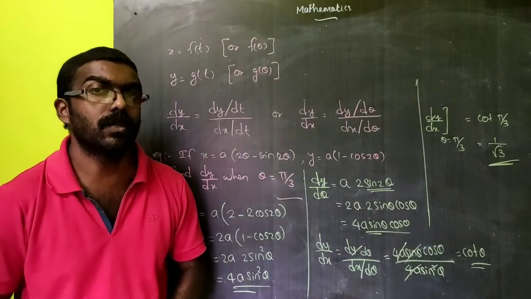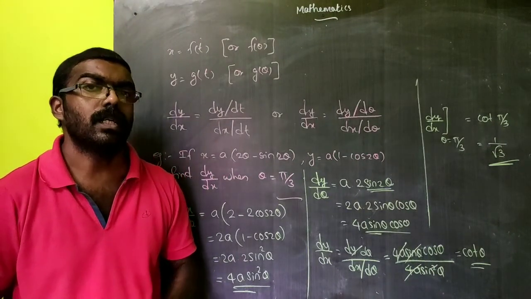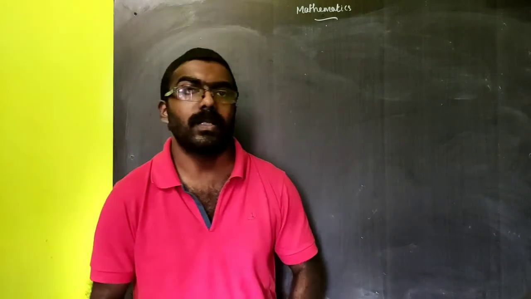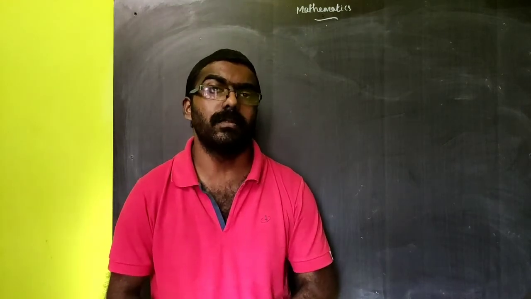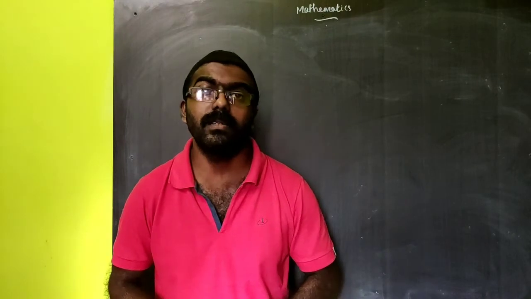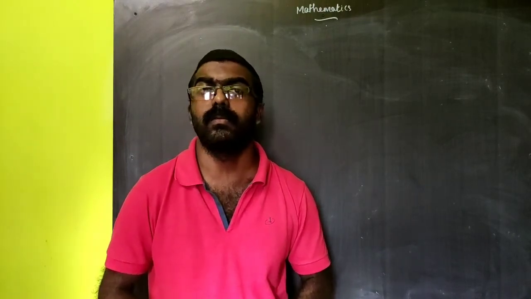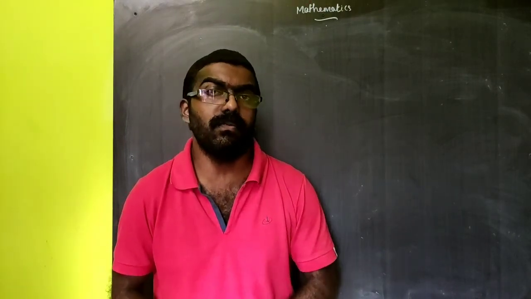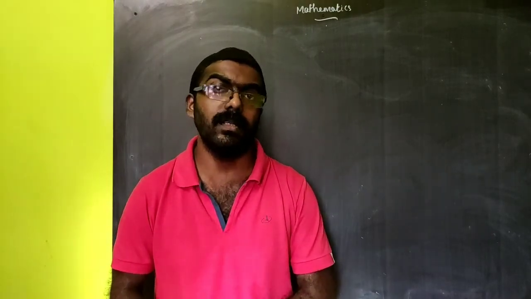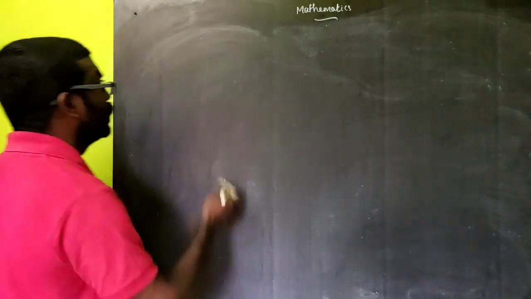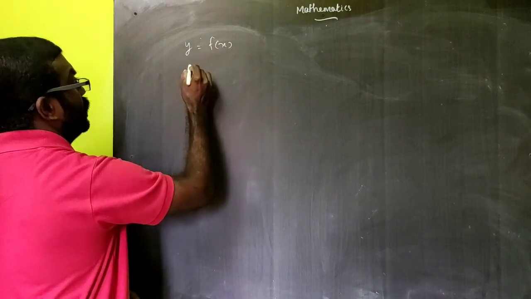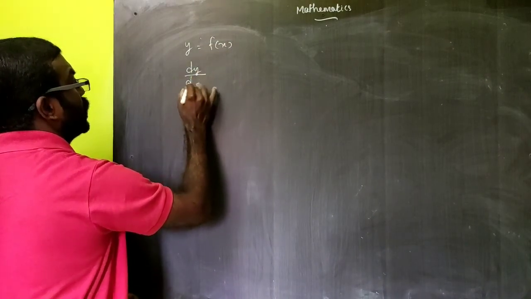So this topic, derivatives of functions in parametric forms, is also very important in board exams. Okay, so the last topic is second order derivatives. If y is equal to f of x, then dy by dx is known as the first order derivative. And the derivative of the first order derivative, if it exists, is known as the second order derivative.